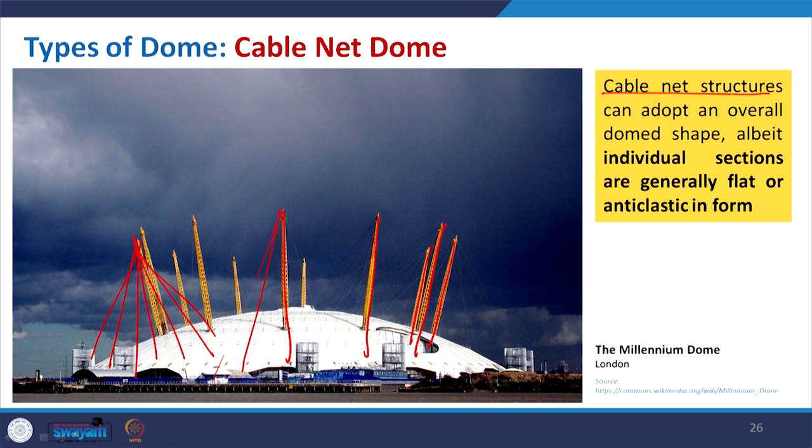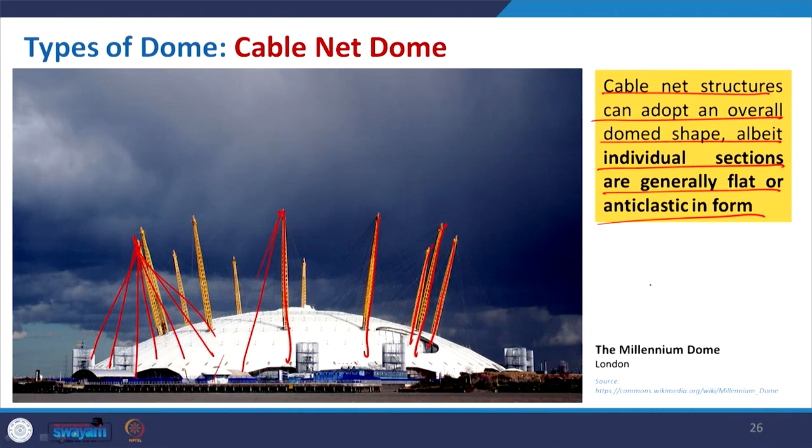The cable net structure can adopt an overall dome shape, albeit individual sections are generally flat or of anticlastic form. We have discussed the anticlastic form, but we are discussing it again. Anticlastic form is when the two curvatures of the plane act in opposite directions. I have given the example of a chip. Sometimes you just take any example of a chip. It is something like this.